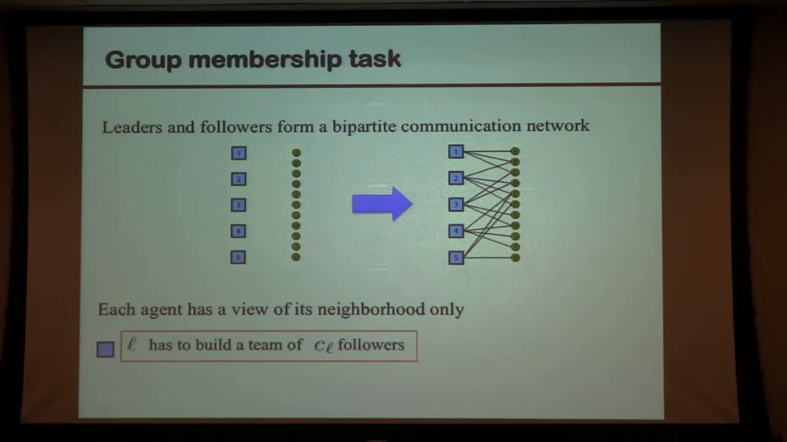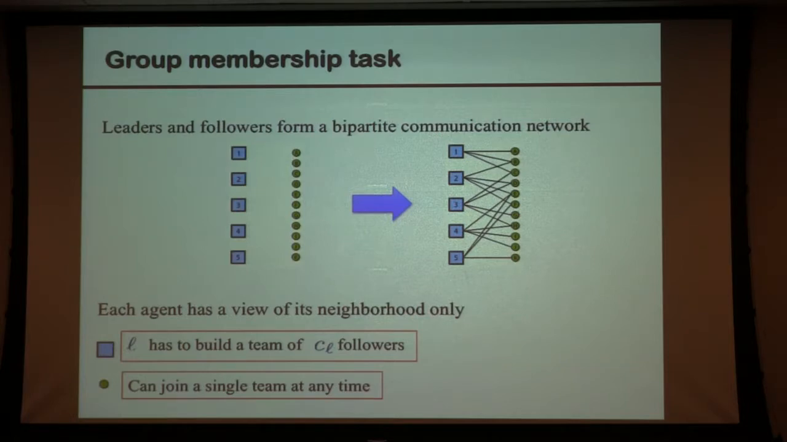The objective is that each leader has to build teams of a certain number of followers, and each follower can join only a team, one team at a time. There is no communication among the leaders, bipartite. And there is a global objective. So the game is not solved until all the teams are complete.